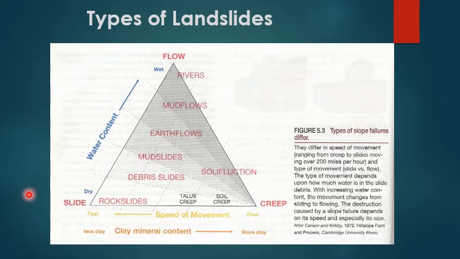Carson and Kirkby in 1972 introduced another way of classifying landslides. They classified landslides and slope failures based on speed from creep to slides. The destructive potential of a landslide increases with speed. The type of movement is also dependent on water content. With increasing water content, the movement changes from sliding to flowing. Water content changes the mechanism of movement from very rapid landslides to somewhat slower flows and slurries such as earth flows and mud flows.